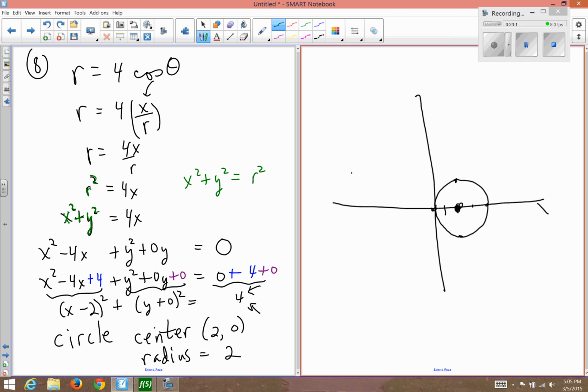That's the graph of the polar equation r equals 4 cosine theta.